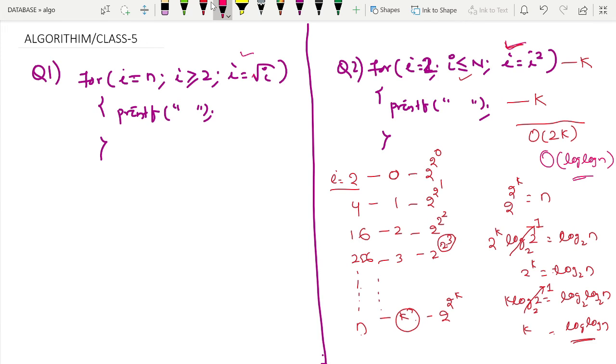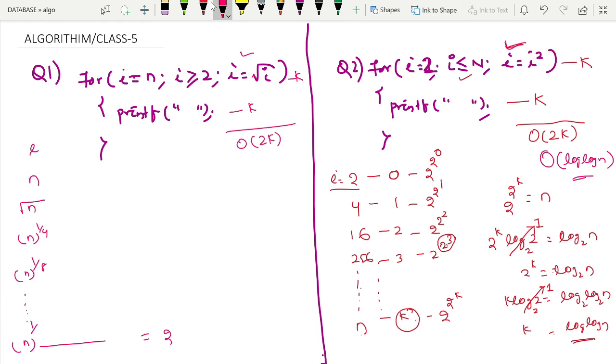Here the I is getting updated by its root value after each iteration. So let's suppose this will execute k times. This will also execute k times. We need to find out what is the value of k. The value of I is n initially, and after each time the root value is getting updated. This is like n power 1 by 2, n power 1 by 4, then n power 1 by 8. In this fashion this will come down until the loop gets terminated, which is when the I value is becoming 2.